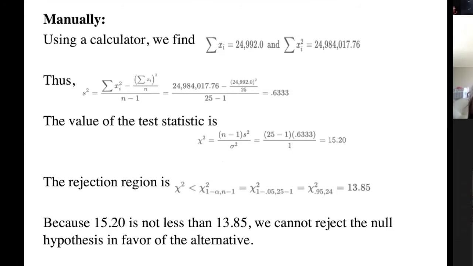If we calculate it, we get a 15.2 value for the test statistic. Okay, so my sample gave me a chi-squared of 15.2.